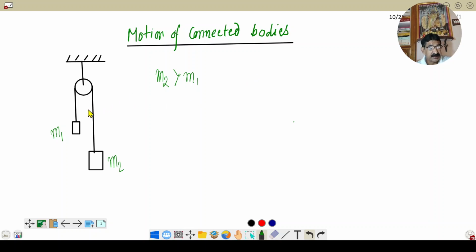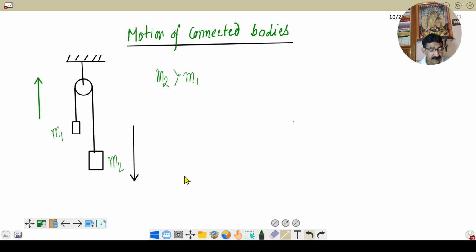So these are the primary data, M1 and M2, two bodies, and the bodies are moving under acceleration of gravity. So when the bodies are moving under acceleration of gravity, this body, particularly M2, M1, will move upwards and M2 will move in downwards direction. This is the direction of motion of M2, and this is the direction of motion of M1.